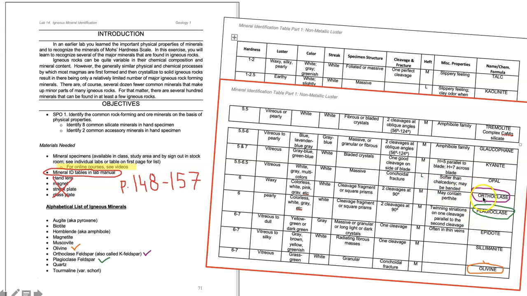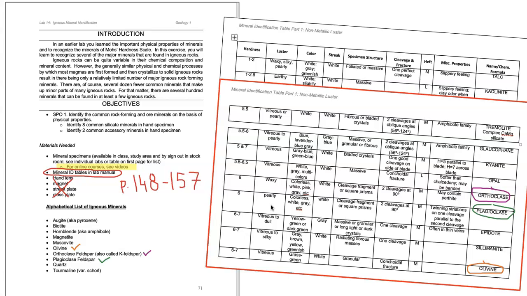Orthoclase and plagioclase feldspar are very difficult to tell apart. They're both feldspars. They both have cleavage fragments or look like square prisms with 2 planes of cleavage at 90 degrees from each other. So they're very similar. They both have white streaks. They have similar hardness. Even though this says waxy and pearly, they both look very similar in their appearance.